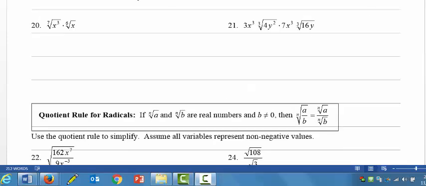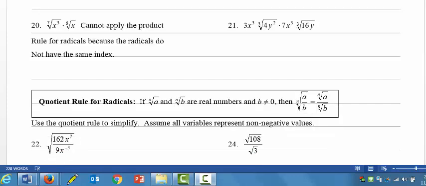Now I look at number 20, the seventh root of x cubed times the sixth root of x, and I see that I cannot use the quotient rule for radicals here, or the product rule for radicals, because these radicals have different indices. Their index has to be the same for me to use the product rule. Alright, so in order to apply the product rule of radicals, the radicals have to have the same index.